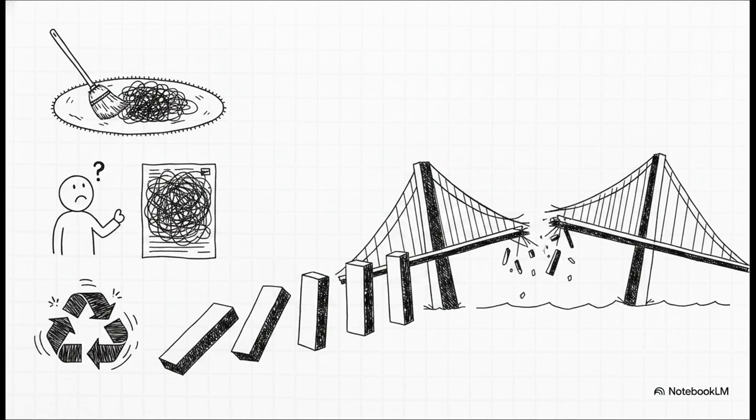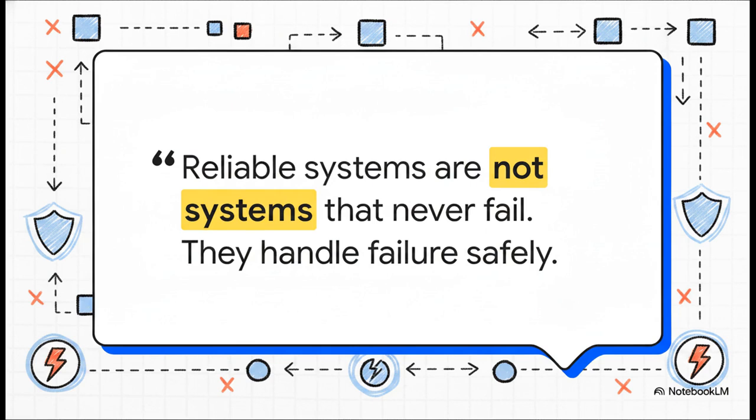Look, good error handling is way more than just wrapping your code in a basic try-catch block. If you make these mistakes, you're risking massive, system-wide incidents that could have easily been contained. I absolutely love this quote. Reliable systems are not systems that never fail. They are systems that handle failure safely.